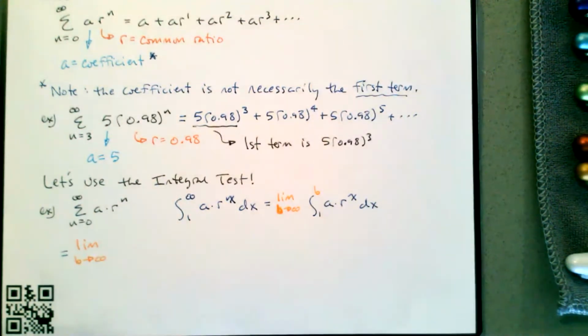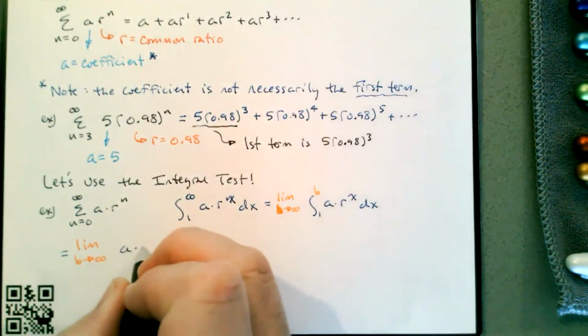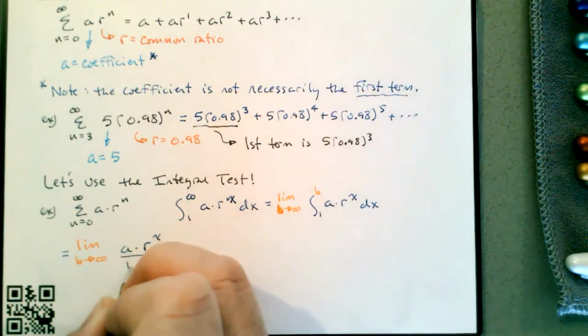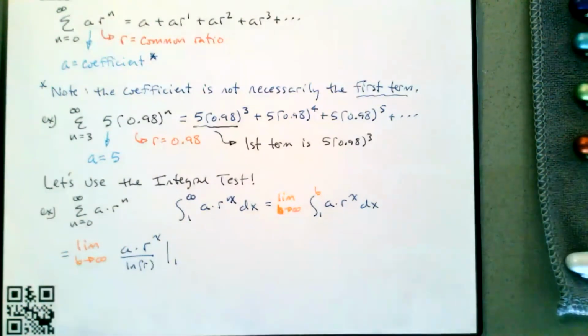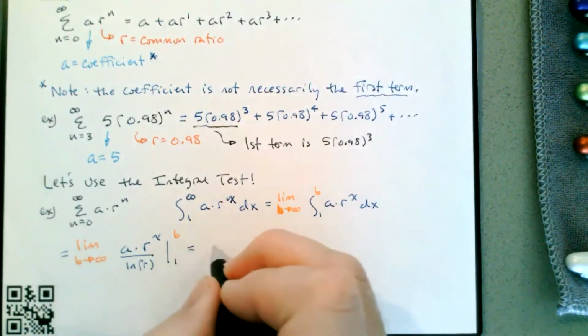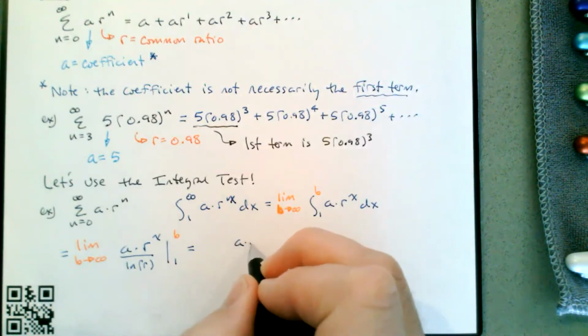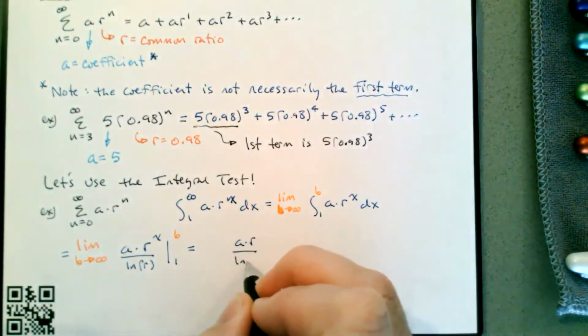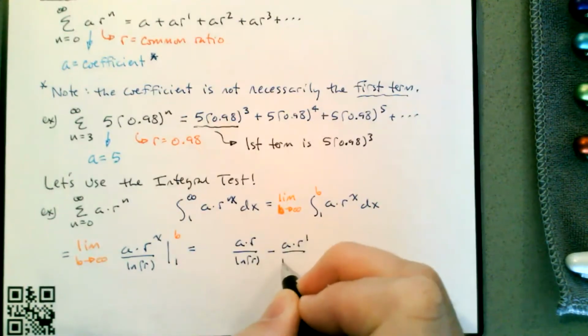The antiderivative of a times r to the x is a times r to the x divided by the natural log of r. Then we evaluate from 1 to b. So this will still be the limit as b goes to infinity of a times r to the b over the natural log of r minus a times r to the first over the natural log of r.